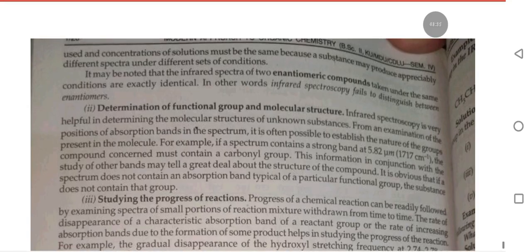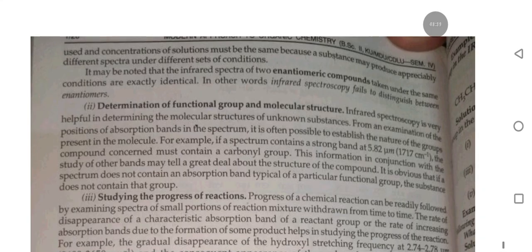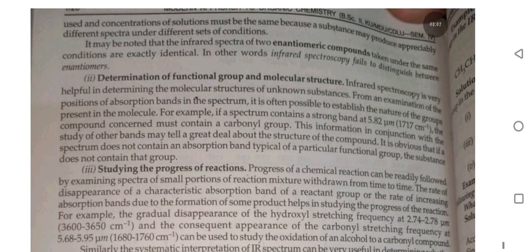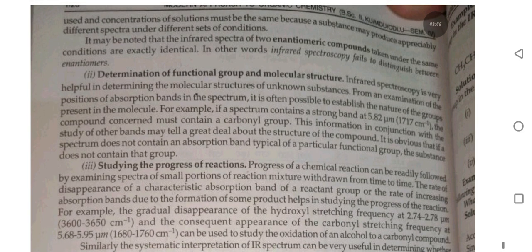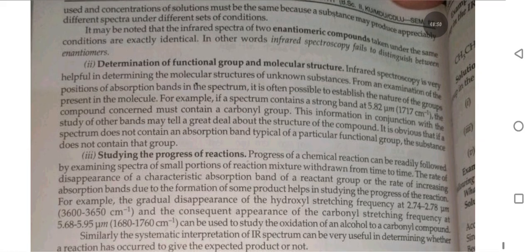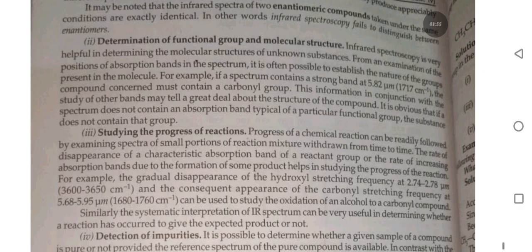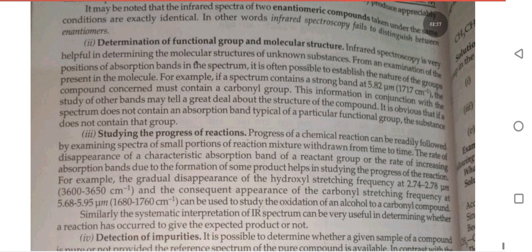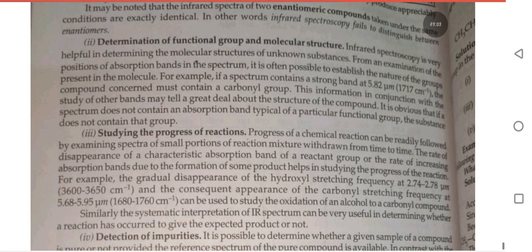It may be noted that the infrared spectra of two enantiomeric compounds taken under the same conditions are exactly identical. In other words, infrared spectroscopy fails to distinguish between enantiomers. Determination of functional group and molecular structure. Infrared spectroscopy is very helpful in determining the molecular structure of unknown substance from an examination of the position of absorption bands in the spectrum. It is often possible to establish the nature of groups present in the molecule.